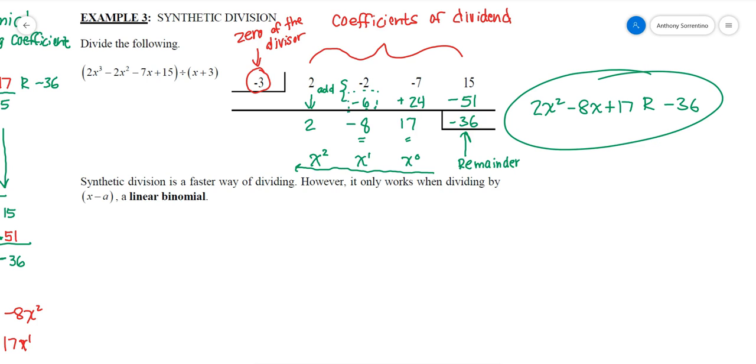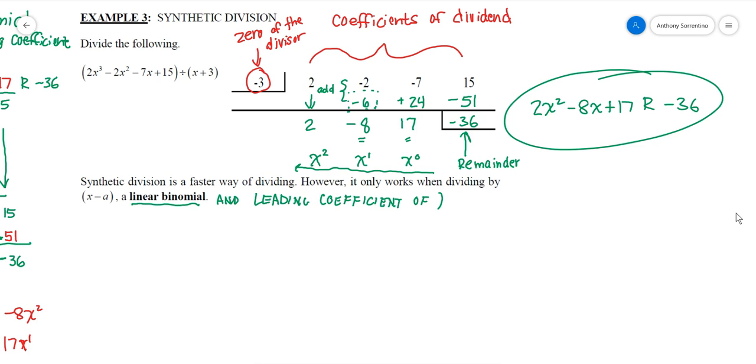Again, synthetic division only works when you are working with a linear binomial, and I'm going to make sure to emphasize here, with a leading coefficient of 1. It gets a little bit more complicated if you don't have that. So, that's a shortcut.